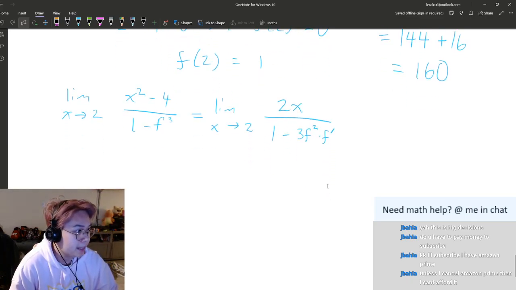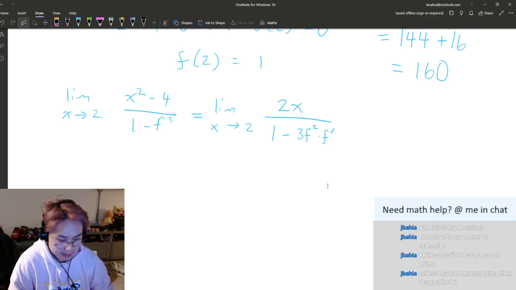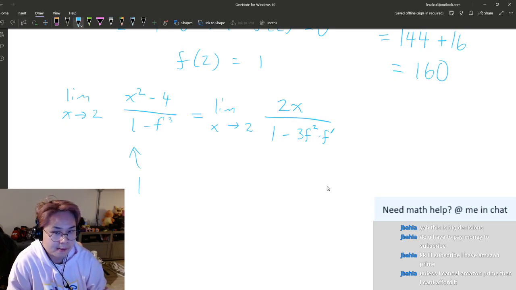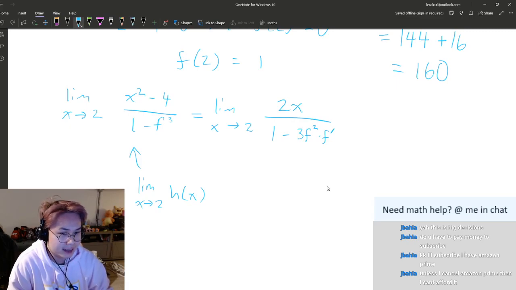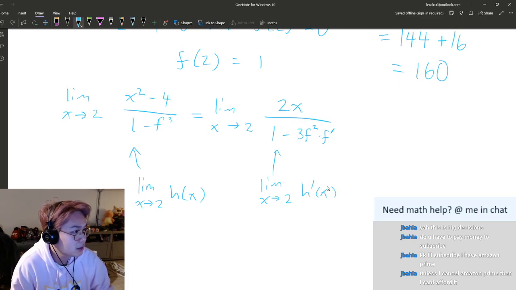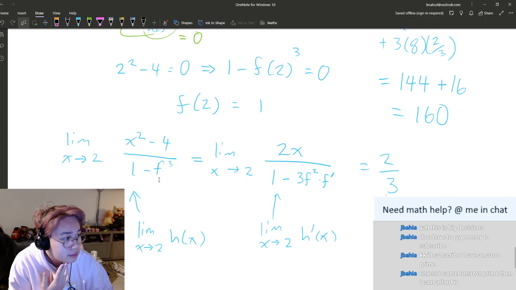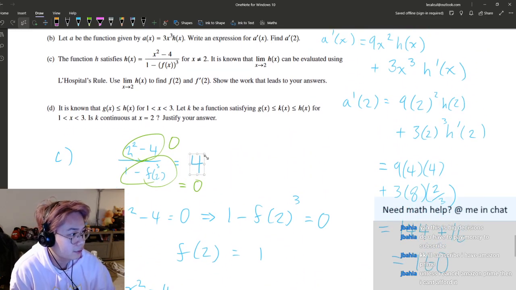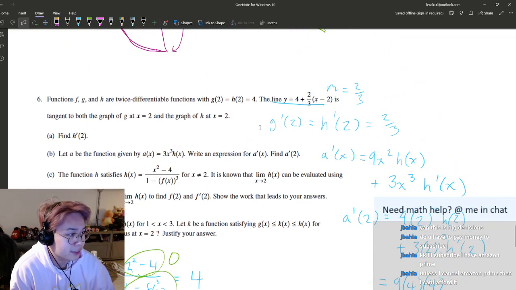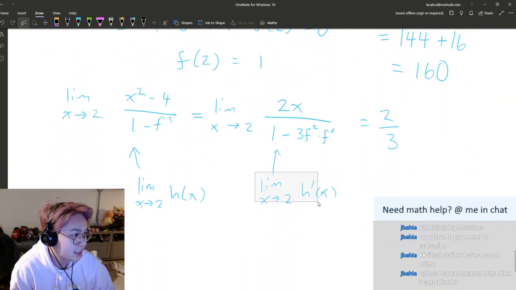Okay. And again, this thing here is the limit of h. And then if you do L'Hopital's, then this thing here is the limit of h prime, I believe. So we know that this is equal to 2 over 3. And it's similar reasoning as to why we know that this is equal to 4. This is why they mentioned it's twice differentiable. So we know that the limit as x goes to 2 of h prime should also be equal to the value of h prime at 2.